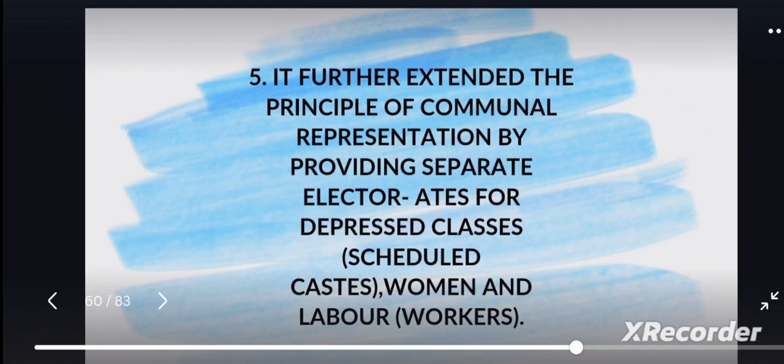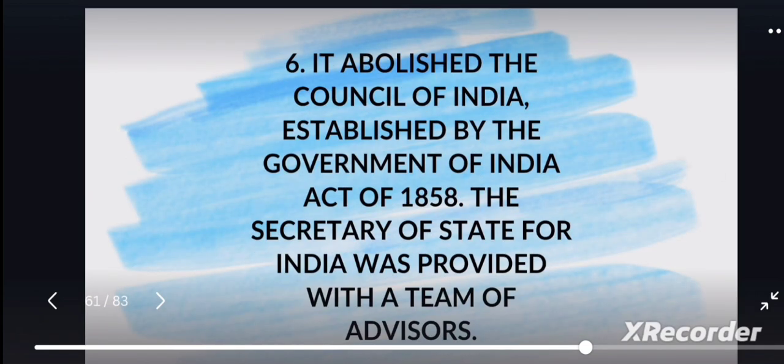It further extended the principle of communal representation by providing separate electorates for depressed classes, scheduled castes, women, and labor. It abolished the Council of India established by the Government of India Act 1858. The Secretary of State for India was provided with a team of advisors.